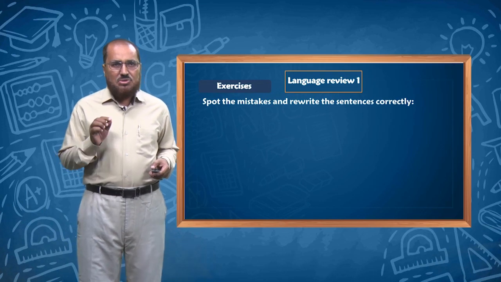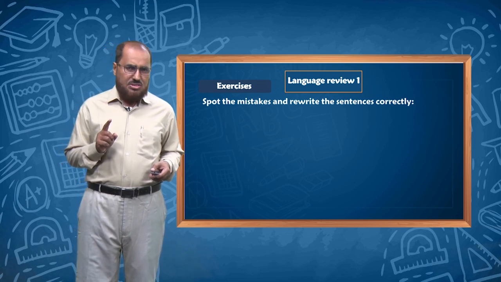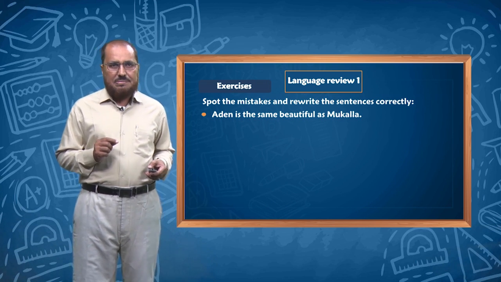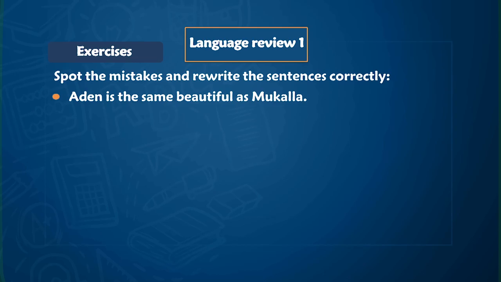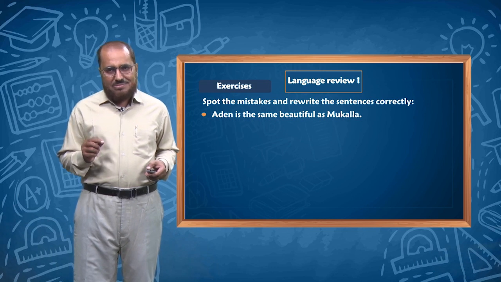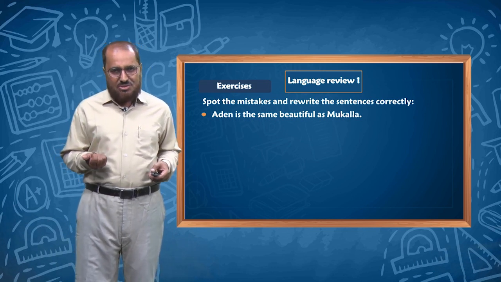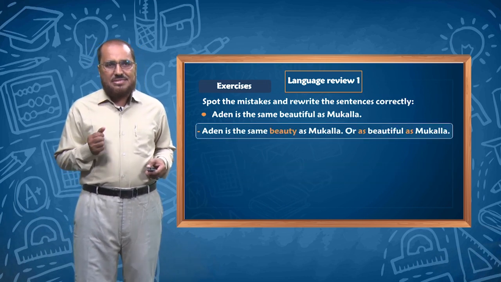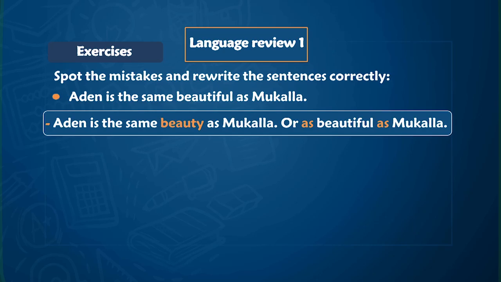The first exercise: spot the mistakes and rewrite the sentences correctly. Number 1, Aiden is the same beautiful as Mukalla. Is it right? Aiden is the same beautiful as Mukalla. Spot the mistake. Yes, there is a mistake. The same must be followed by a noun, not an adjective. So it should be, correct: Aiden is the same beauty as Mukalla, or as beautiful as Mukalla.